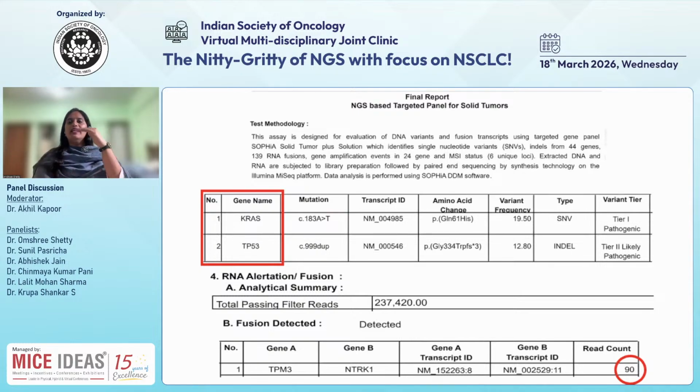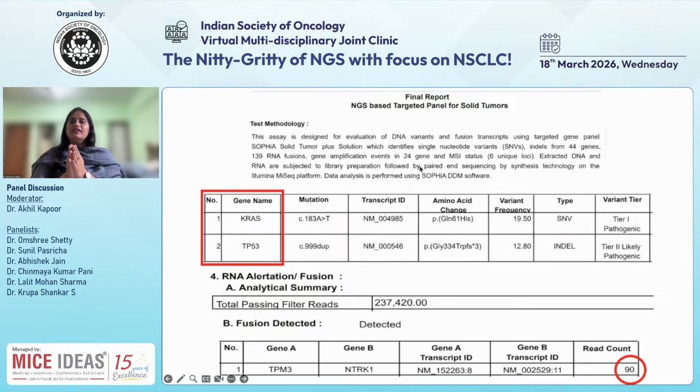So there could be read 1, read 2, some reads belonging to TPM3 and some reads belonging to NTRK1. And they might bind at some different places, but not exactly at the fusion region. So this 90 read count says that this is exactly binding at the fusion reads. And so you have a confidence that whatever fusion you have got, it's a correct fusion.